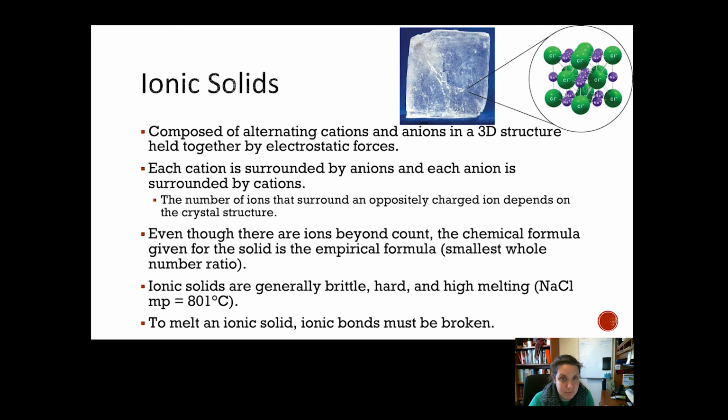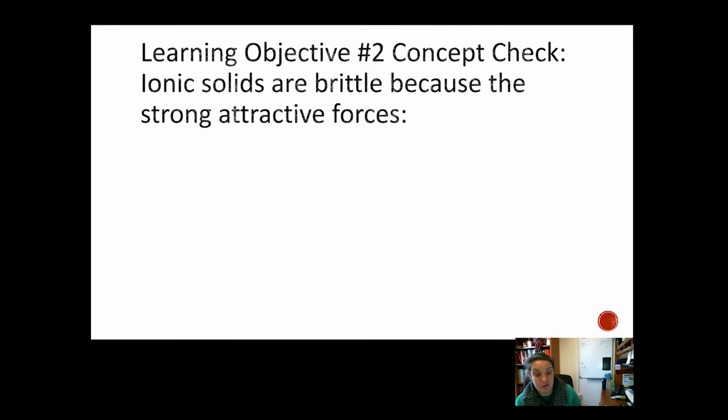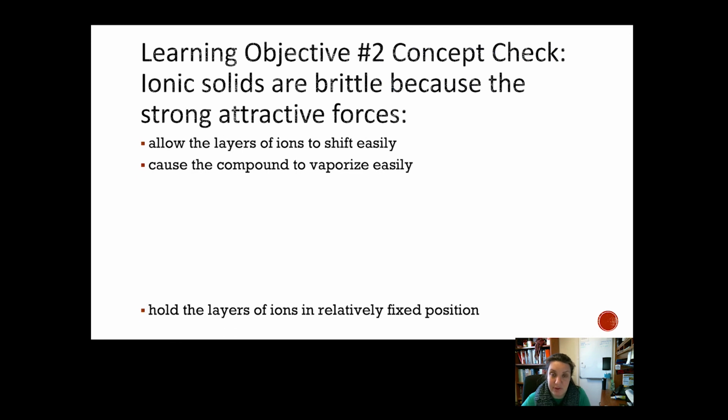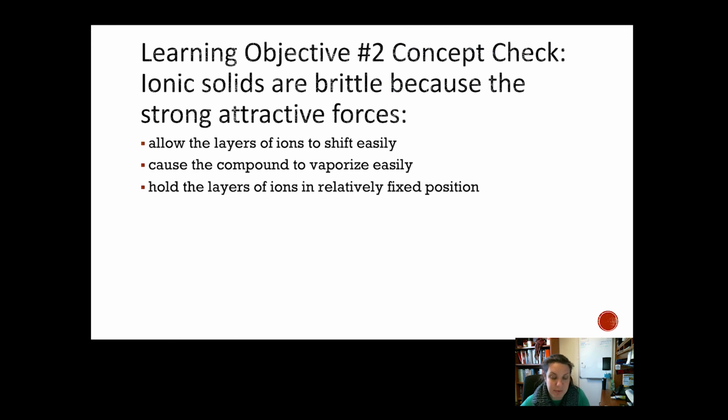Okay, so just said a second ago, but why are ionic solids brittle? Ionic solids are brittle due to their attractive forces, but why? The options: the strong attractive forces allow the layers of ions to shift easily; they cause a compound to vaporize easily; they hold the layers of ions in relatively fixed positions; or they keep the surface dull. So, ionic solids are brittle because the strong attractive forces are going to be keeping everything in a very specific rigid arrangement. They hold the layers of ions in relatively fixed positions so that we don't have anions touching anions, cations touching cations.